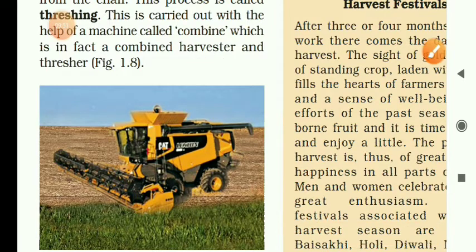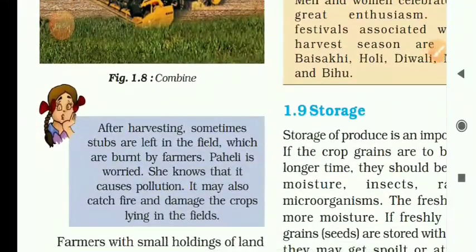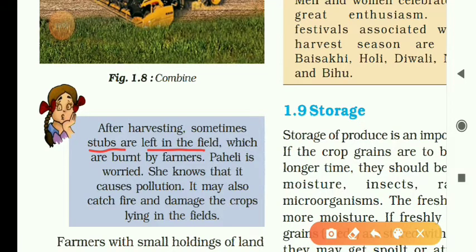Now, after harvesting, sometimes stubs are left in the field. Some stubs, small pieces of material, dried grass, and the like, are burnt by the farmers. Pelly got worried. She knows that this causes pollution. It may also catch fire nearby, damaging the crops gathered and lying in the fields.